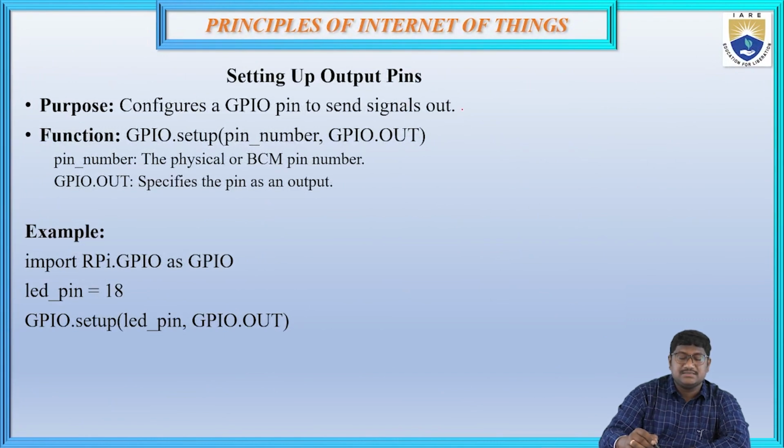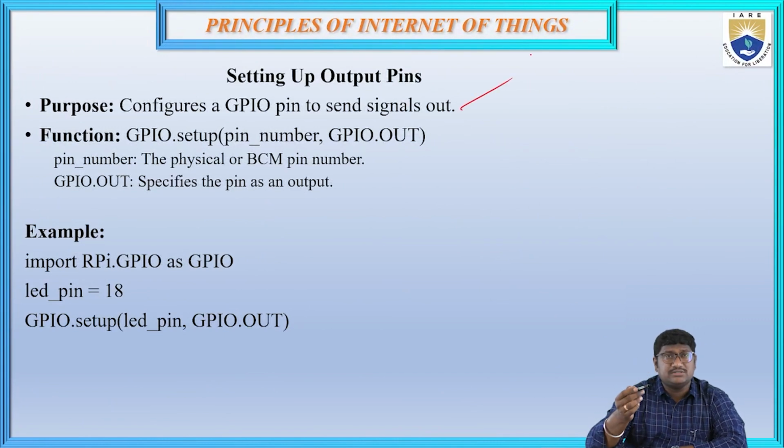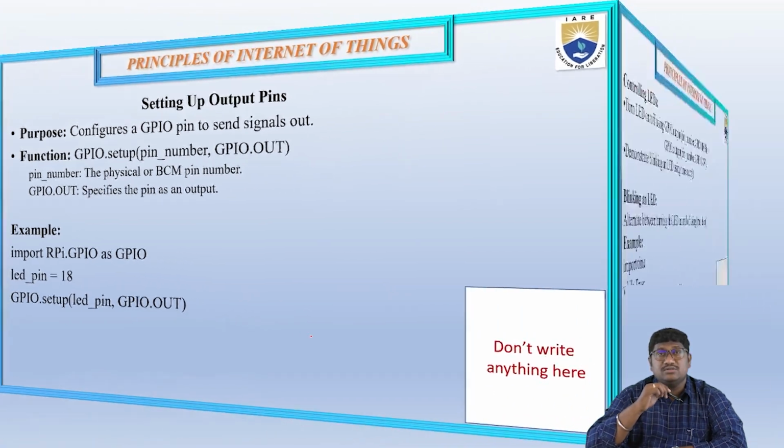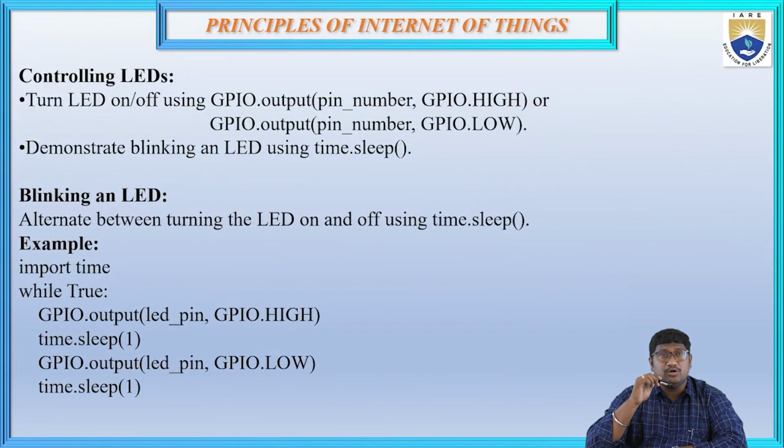What was the purpose? We need to send some signal out, guys. What was the function? GPIO setup pin, GPIO in. This was the example shown to you for your better understanding. Here I have imported GPIO as GPIO and a pin is highlighted as 18 and I have set up an LED pin as GPIO out. So this is how you need to set up an output pin. This is for controlling LEDs.